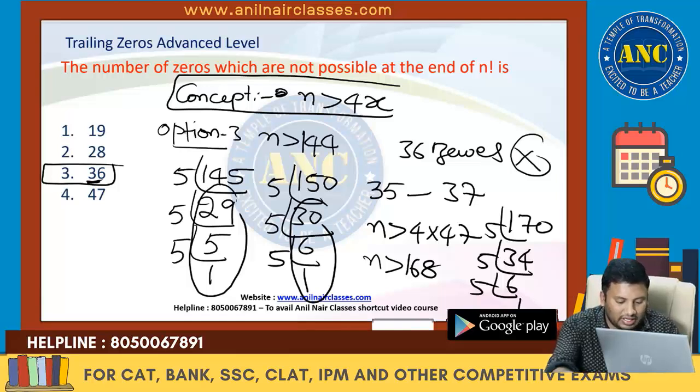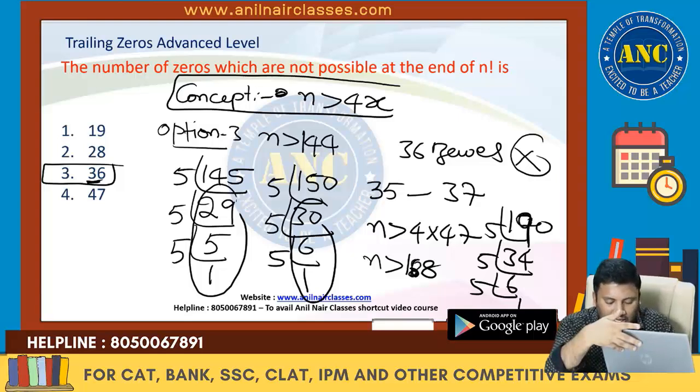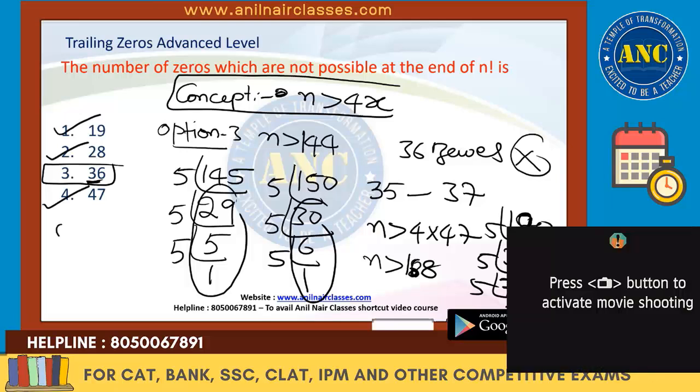47. What is the mistake I did? 4 7s are 28. This is 188. 188 is 190. So 5 3s are 15, 5 8s are, 5 7s are, 5 1s are. This is possible. This is possible. This is possible. So answer, what is not possible? Option 3 is not possible. I hope the idea is clear.